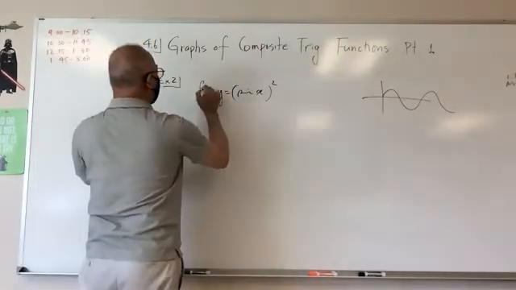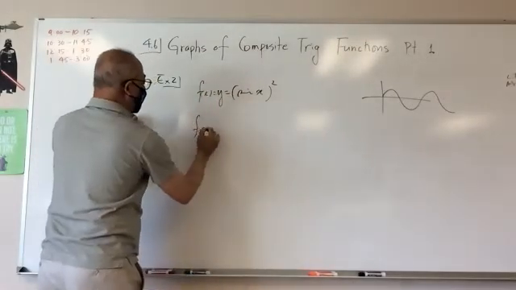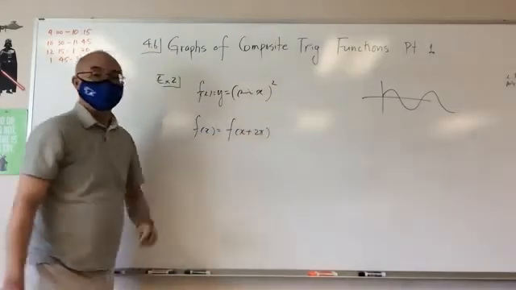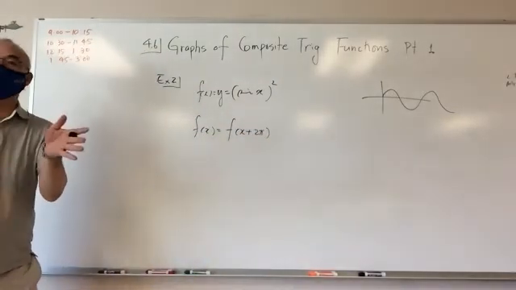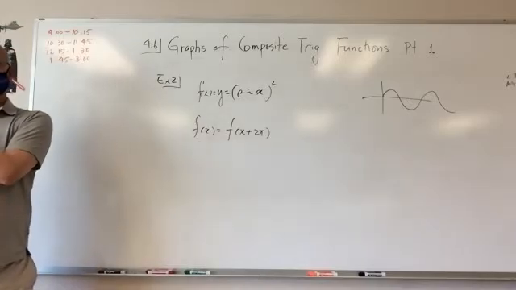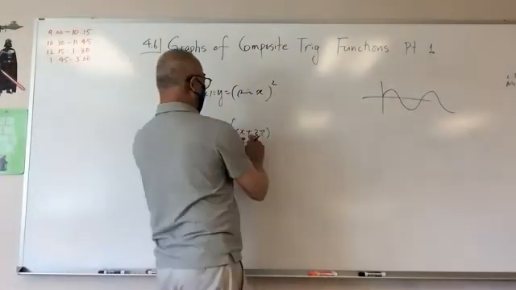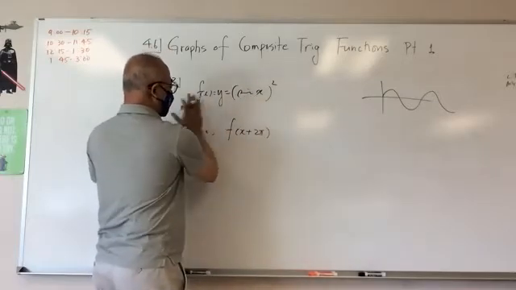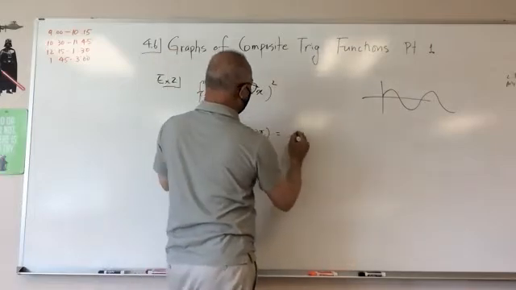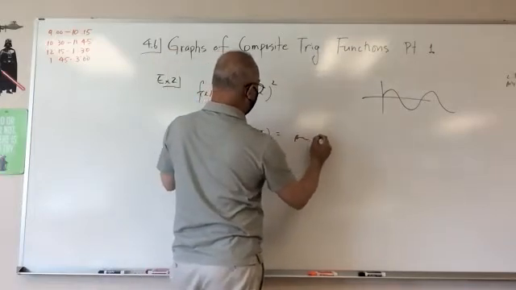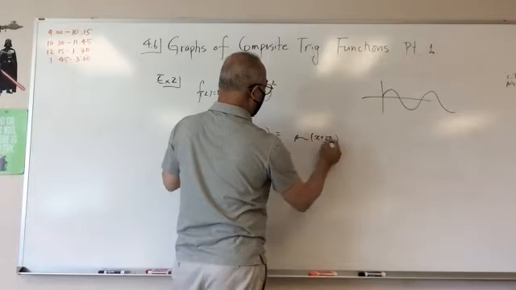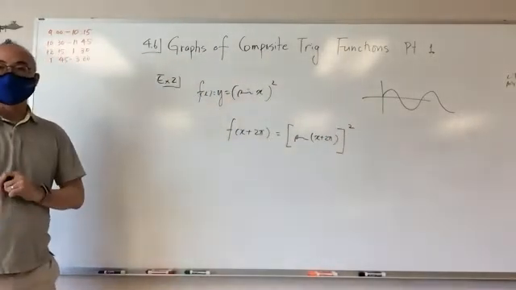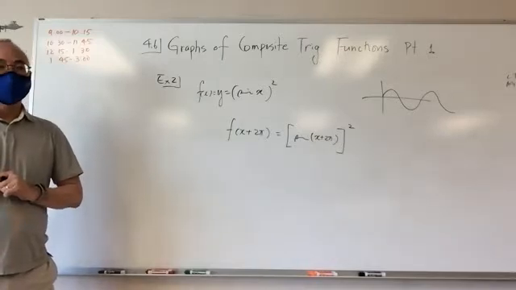So if we call this f of x, then in theory, f of x should be equal to f of x plus 2 pi. Every 2 pi you put in, they should have the same thing. Okay, so let's see if this works. We're going to consider this f of x, and see what happens when we put this in. So this is going to be equal to sine of the quantity x plus 2 pi, squared. Where x is, I'm putting in x plus 2 pi.